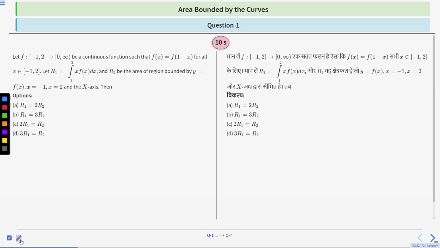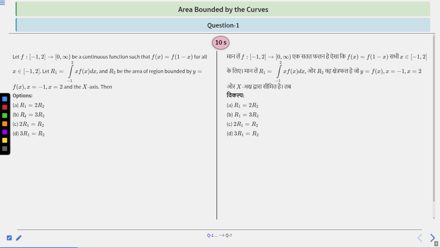So let's start with question number 1, which says that we have a function. Let f be a function defined from [-1, 2] to [0, infinity), a continuous function such that f(x) is equal to f(1 minus x) for all x belonging to [-1, 2]. Let R1 be equal to the integration of -1 to 2 of x f(x) dx, and R2 be the area of the region bounded by y equal to f(x) between x equal to -1 to x equal to 2 and the x-axis. Then which option is correct?